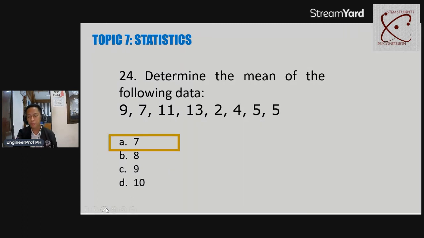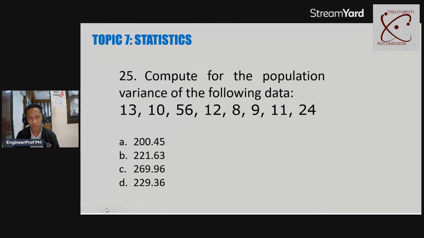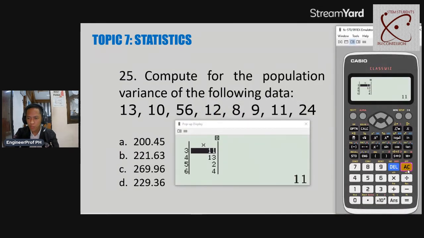Ayun. So we have here last two problems. So we have number 25. Compute for the population variance of the following data. Okay, balik ulit tayo sa calculator. So dito, ayan, palitan lang natin yung mga data here. Okay, palitan lang natin. So number 1, we have 13. First term, first data we have here.